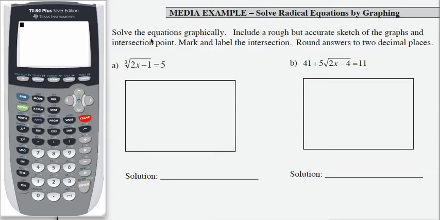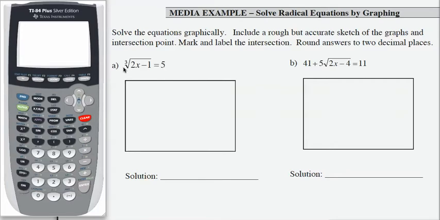I'm asked to solve the equations graphically, including a rough but accurate sketch, and marking the intersection point. So let's look at each one. Part A, I have the cube root of 2x minus 1 equals 5.